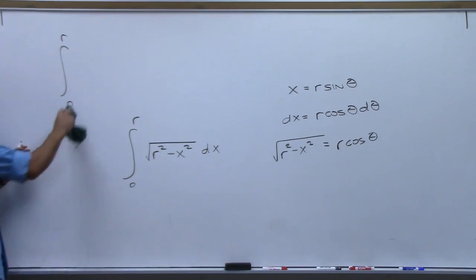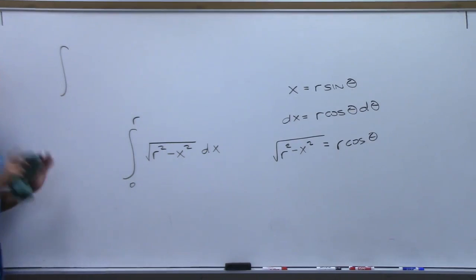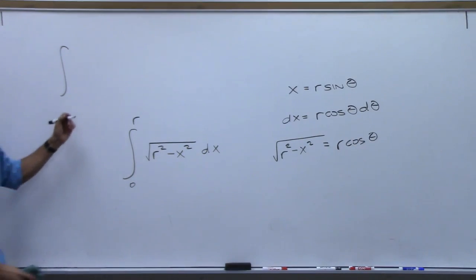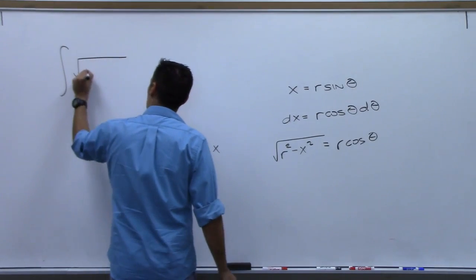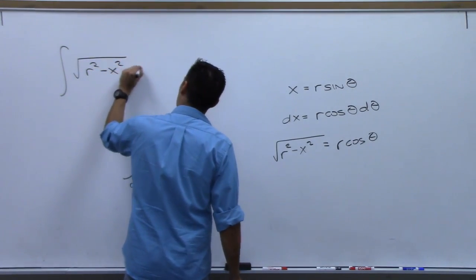You know what? Let's do this. Take these off because we're just going to find the antiderivative first. Okay? Let's just find the antiderivative first. So we're integrating this. We'll come back to the definite integral after we're done with our integration.